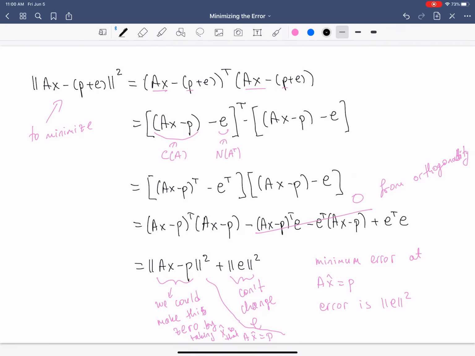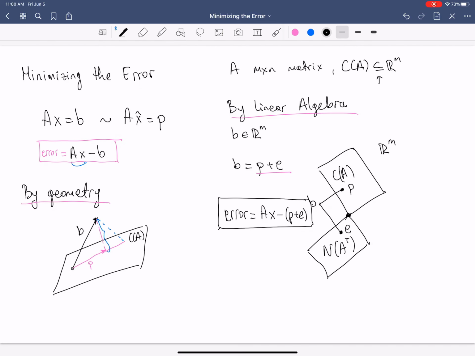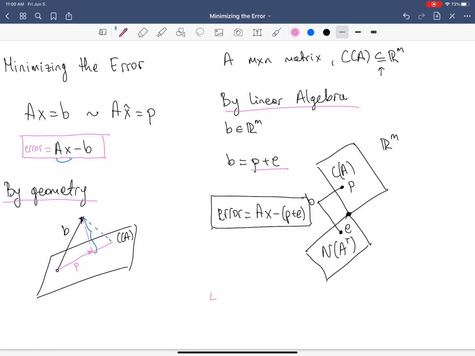But in any case, we know that when we solve the normal equation, A transpose A x hat equals A transpose b, we get the least squares solution. And by least squares, we mean the solution that minimizes this error, okay? Or rather, the norm squared, the least square error.